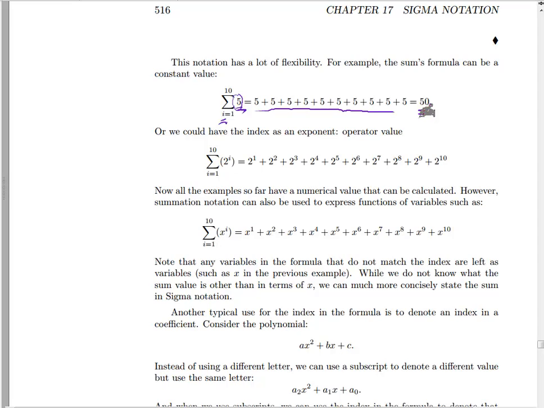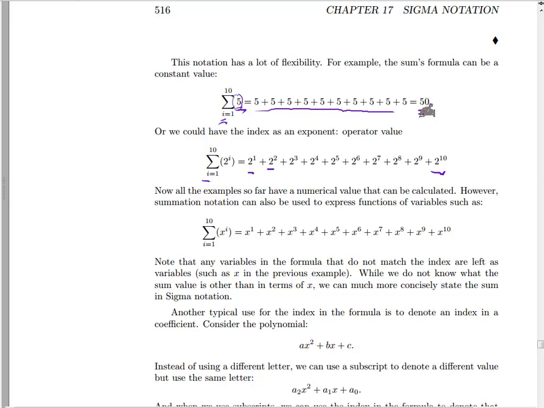It's possible for the index to be an exponent. So in this case, you'd have I equals 1 gives me 2 to the 1. Second term, I equals 2 gives me 2 squared, and so on. Again, we'll see later how to evaluate these sums.